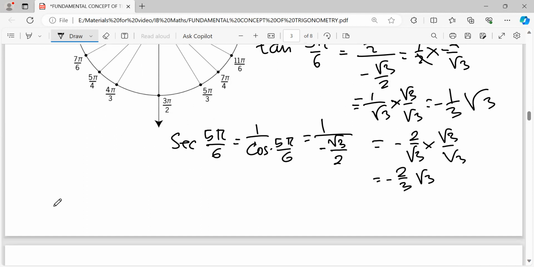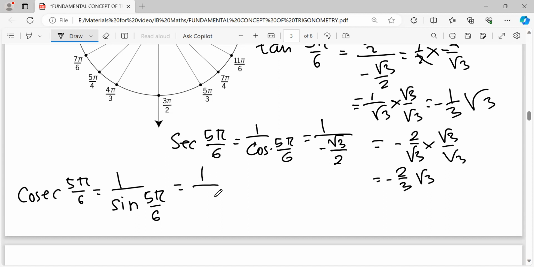While cosecant, I'm going to use this space. Cosecant of 5 pi over 6 equals 1 over sine 5 pi over 6, which is 1 over half, equals 2.